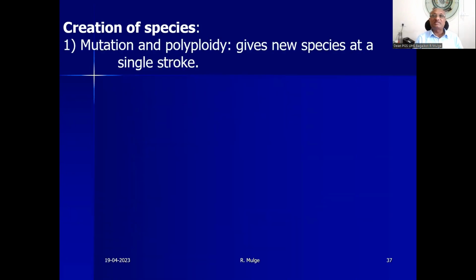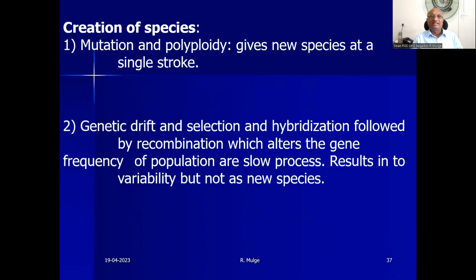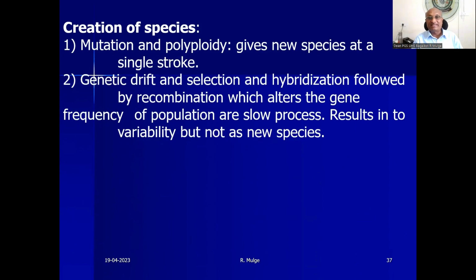So that is evolution, and you are going to create a species. If you look at creation of species here, mutation and ploidy breeding give new species at a single stroke. Big change you can expect. Whereas genetic drift, selection, and hybridization followed by recombination, which alter the gene frequency of a population, are slow processes. It will not happen suddenly. They result in variability, but not a new species. This is variation you can create within a species.